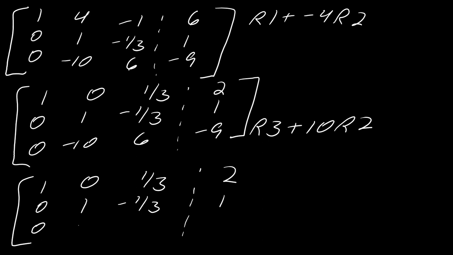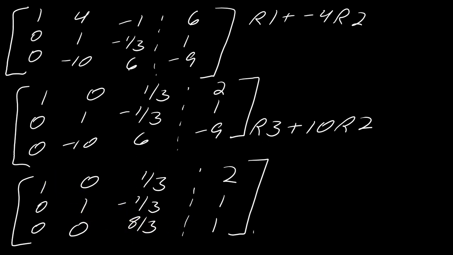Middle row is not going to change. This becomes a 0. This becomes 8/3. And this will be 1. Okay, all right, so I got my 1, I got my zeros. So now I'm moving on here.